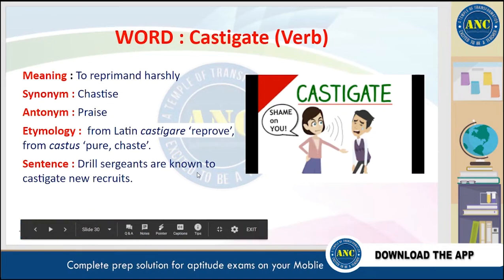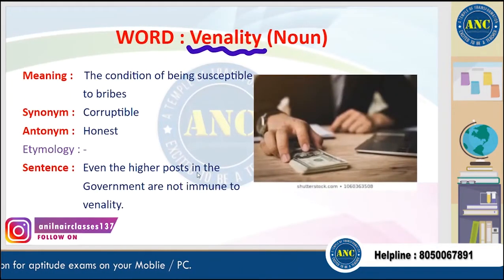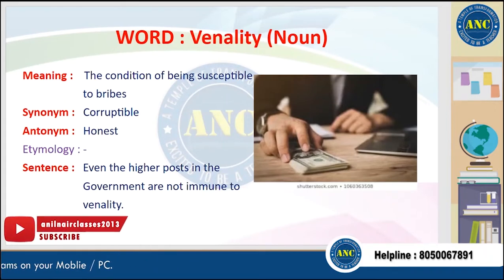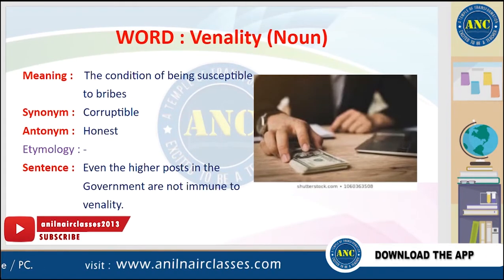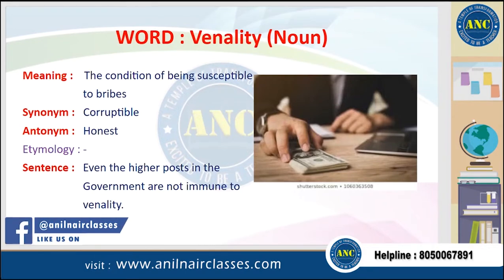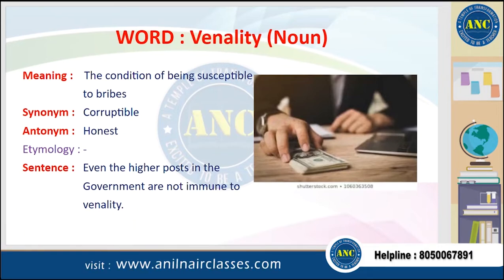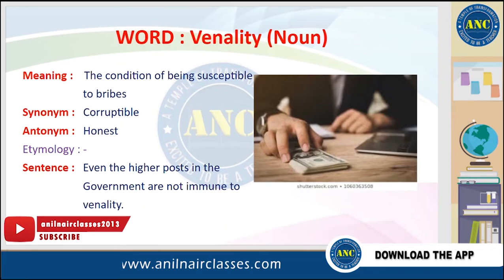Moving on to the next word. Venality. Venality is a noun. It means the condition of being susceptible to bribes. A synonym for venality is corruptible, and an antonym is honest. A sentence is, even the higher posts in the government are not immune to venality.